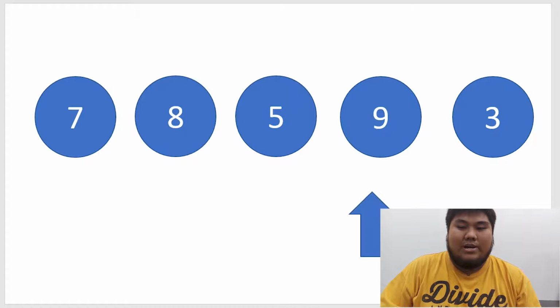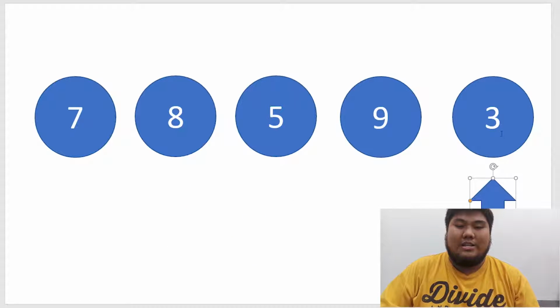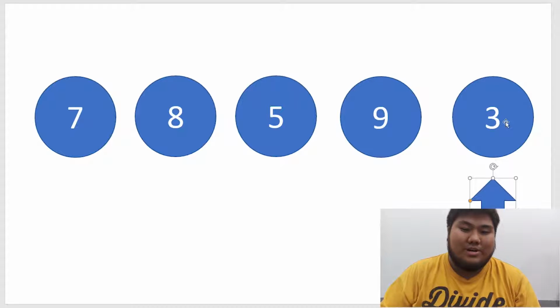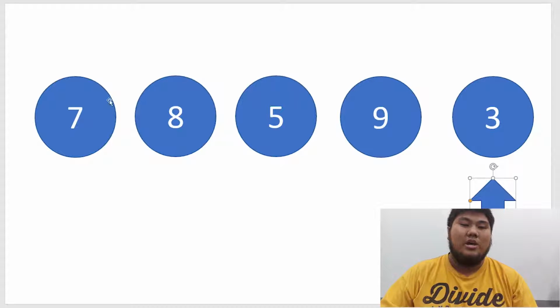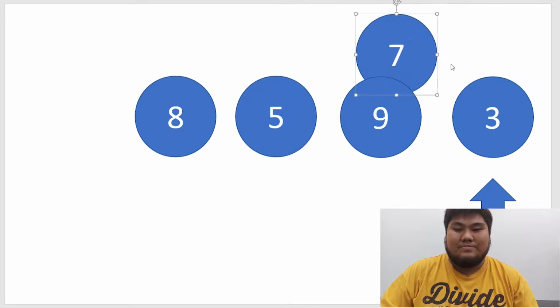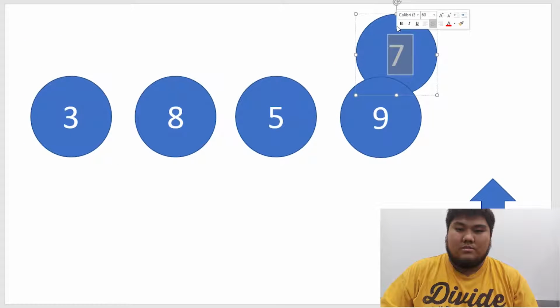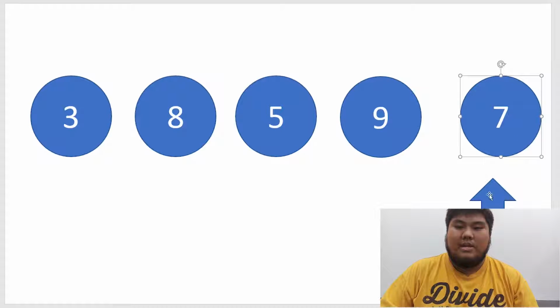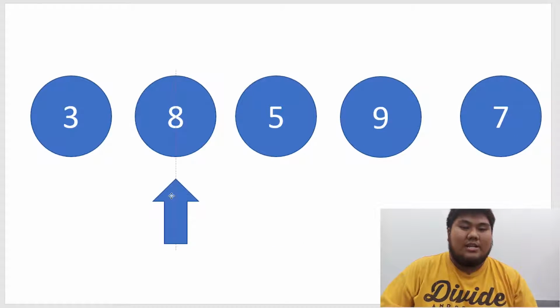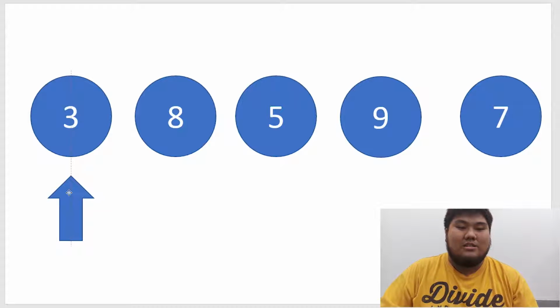At the end of the list is 3, and the lowest number in the array is 3. So we swap 3 and 7. And then we start again. Since 3 is part of the sorted part of the list, we no longer include it. So right now our minimum number is 8.